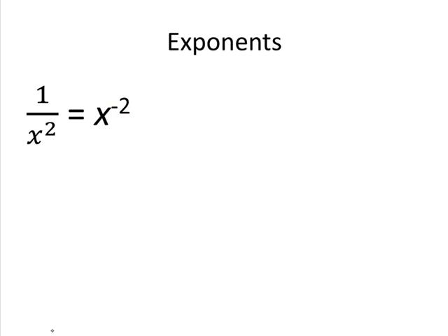What about 1 over x squared? We can also write that as x to the power minus 2. The minus tells us that it's inverted, in other words, at the bottom of the fraction. And the 2 tells us it's squared.